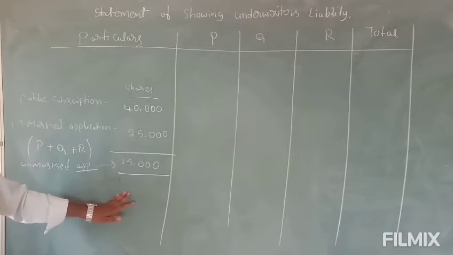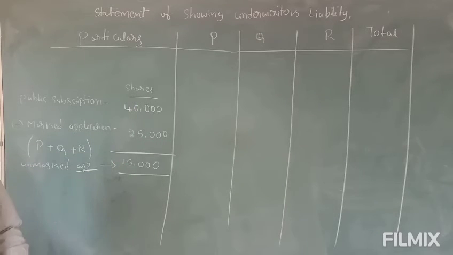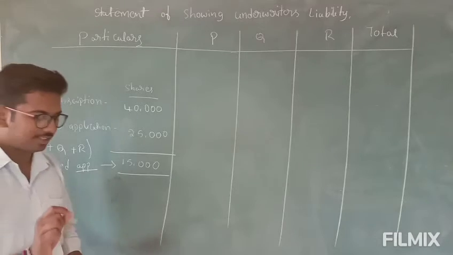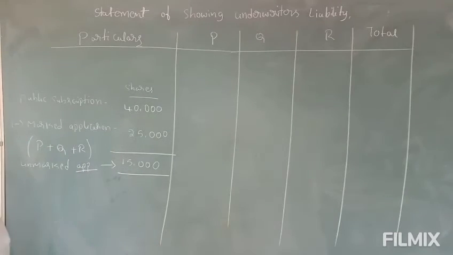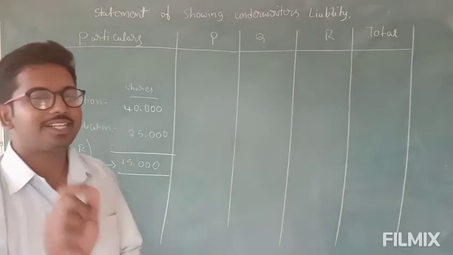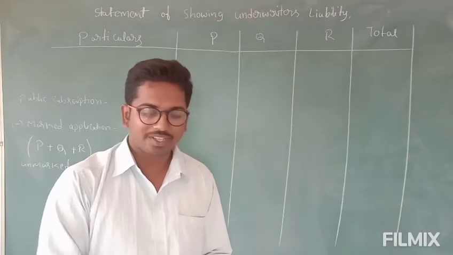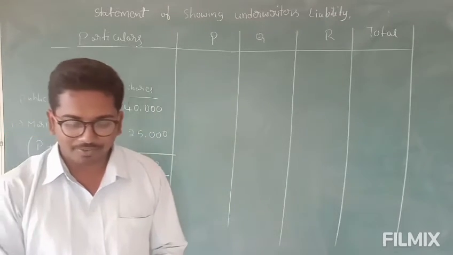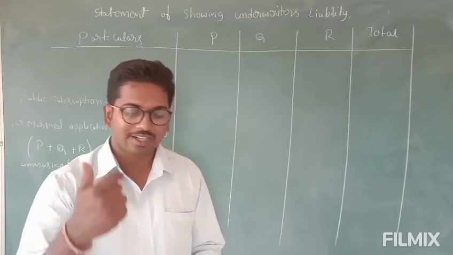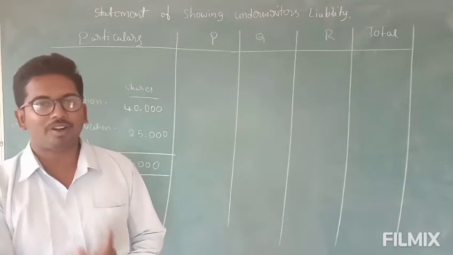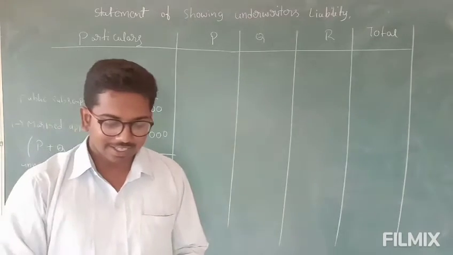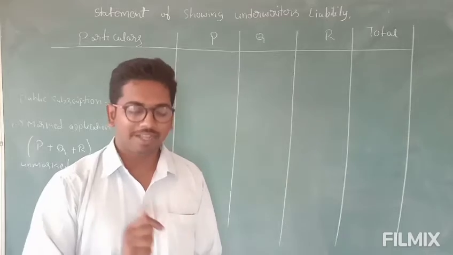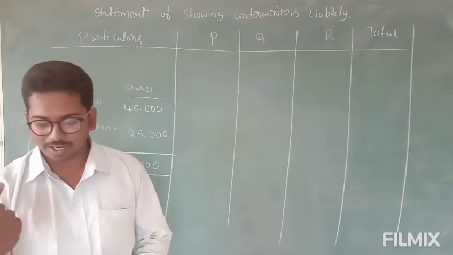From the unmarked applications, we distribute on the gross liability ratio. First, take down the shares allotted to each underwriter. The total number of shares is 50,000. The issue was underwritten as follows: P 40%. So you calculate 50,000 into 40 divided by 100, you will get 20,000. Similarly, you can calculate for Q and R.